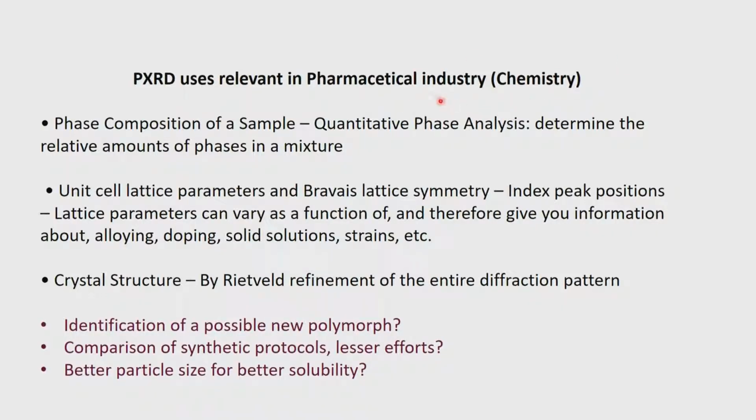So, one is the phase composition of a sample. This is very critical, particularly if you want to generate a new pharmaceutical material. So, we therefore do a quantitative phase analysis, which makes it possible to determine the relative amounts of phases in the mixture. So, suppose we have a mixture of phase 1 and phase 2, both of them will be inside this particular diffractogram. And as I mentioned, each and every material has a fingerprint associated, and that is the powder diffraction pattern.